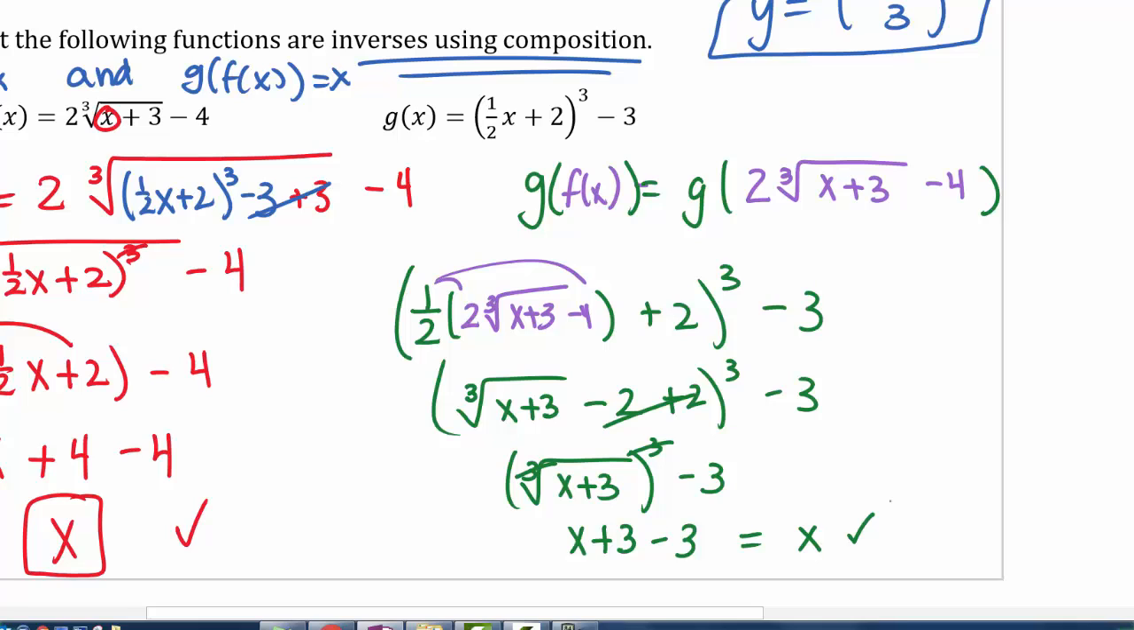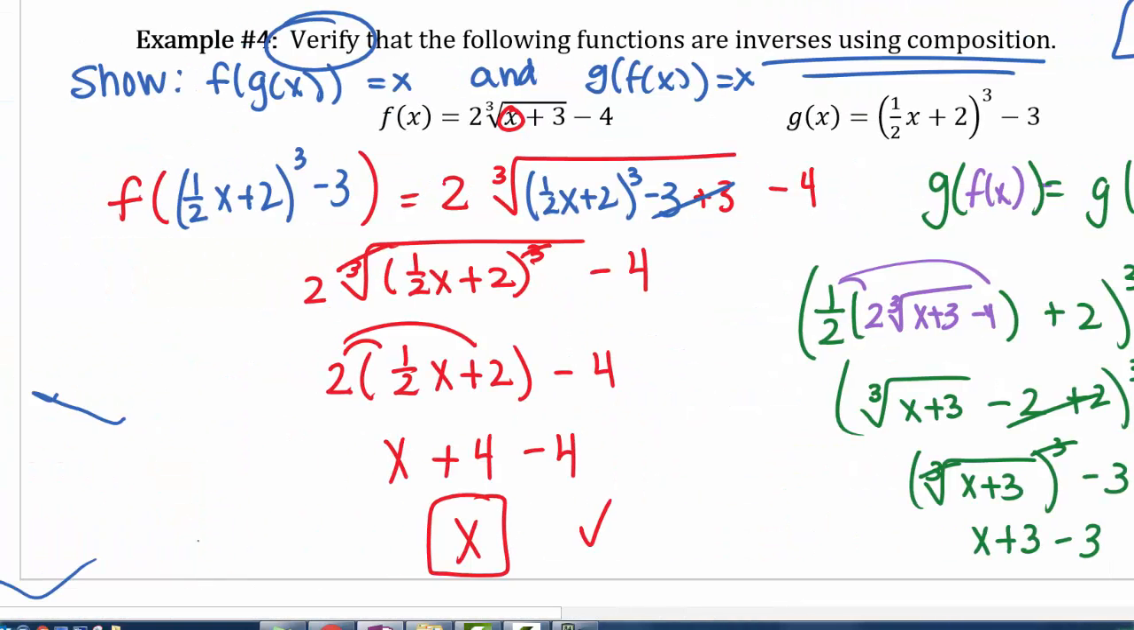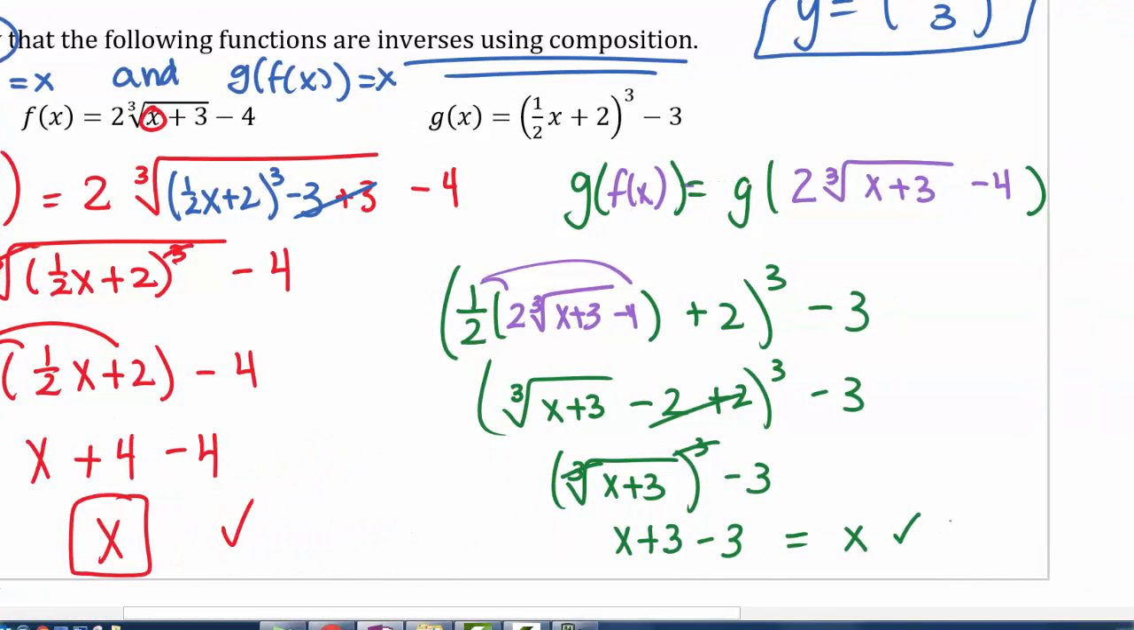Alright, so that was a good example because that was heavily on the algebra and the order of operations. So that's it. Once you show that they're both x, you have verified. But I just want to put up here that this was f of g of x because I didn't write that down. Alright, so f of g of x and g of f of x, we have to show that both compositions can be simplified to be x, and then once we do that, we're done. We have verified. Alright, so we'll see you next time.